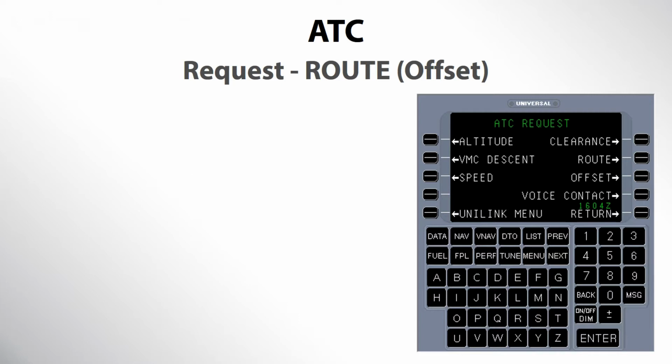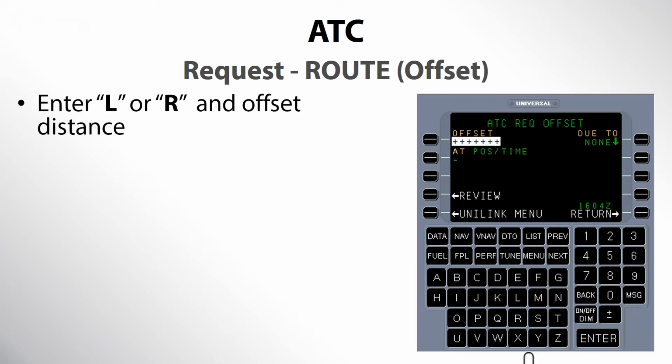An offset request involves specifying to ATC a direction and a lateral distance, or offset, from the desired track. To request an offset, enter either L for left or R for right, and then the distance in nautical miles you wish to offset your course. If you enter the distance first and then the direction, Unilink will remind you of the proper format.